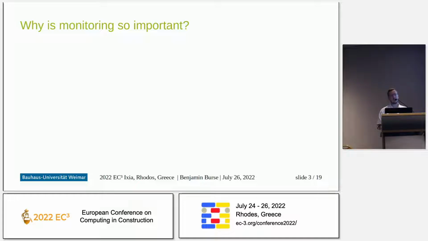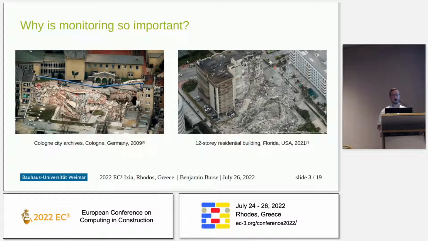So then is the first question, why it is so important. And yeah, the answer is quite easy. We don't want to have such things. This is a collapse of a building in Cologne in Germany and one in the USA. And on the first one, 2 people died, and the other one, I think 96 something people. And evidence showed afterwards that there were things happening before. So just if we had monitored such a building, we could have avoided this and saved these lives.